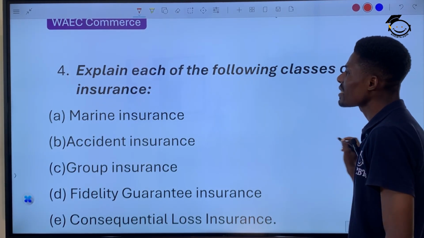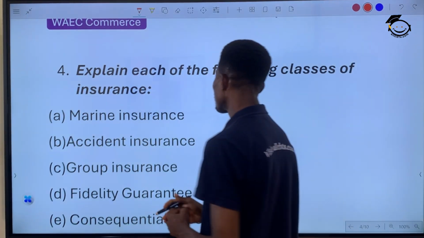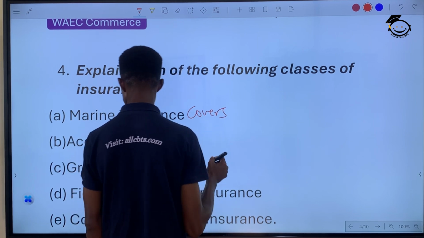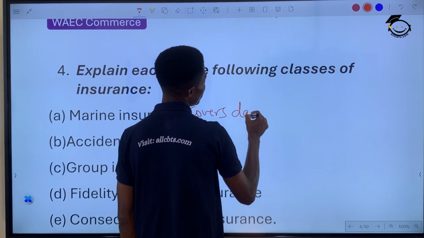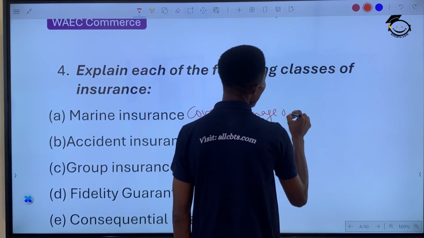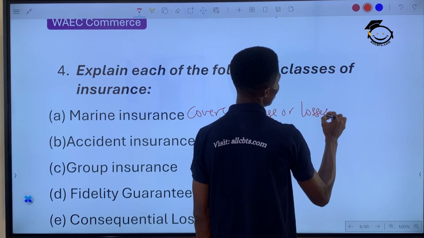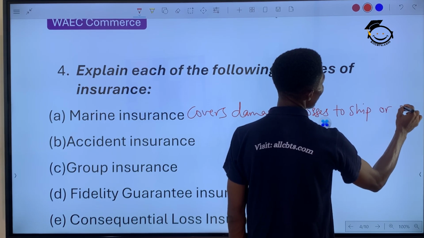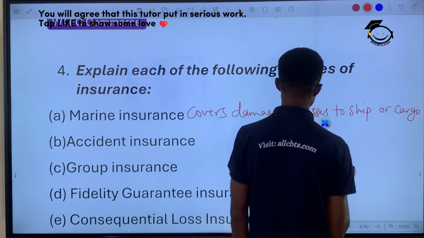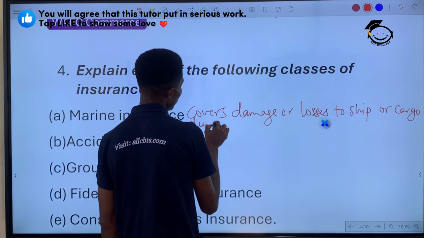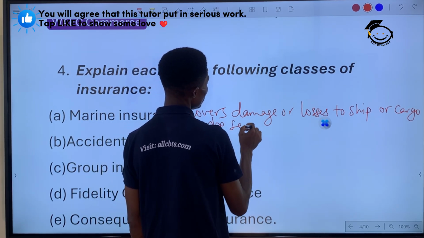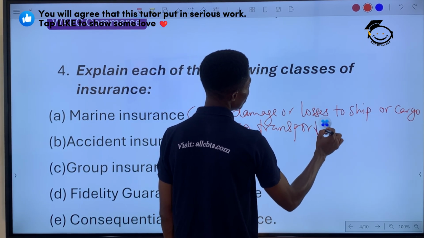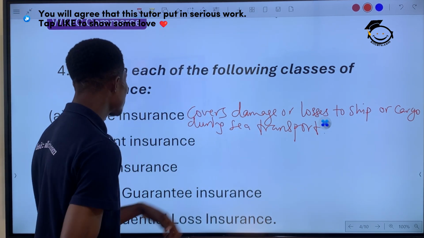Explain each of the following classes of insurance. I'll go straight. The first one here, marine insurance, covers damage or losses to ship or cargo during sea transportation, or water transport.